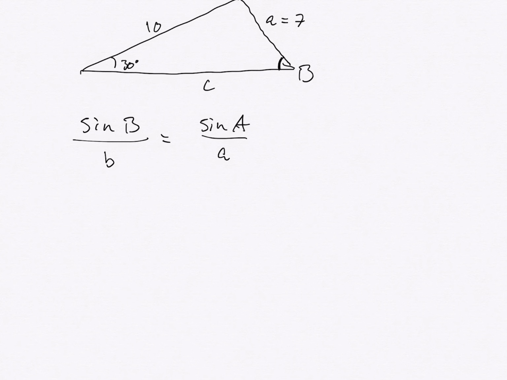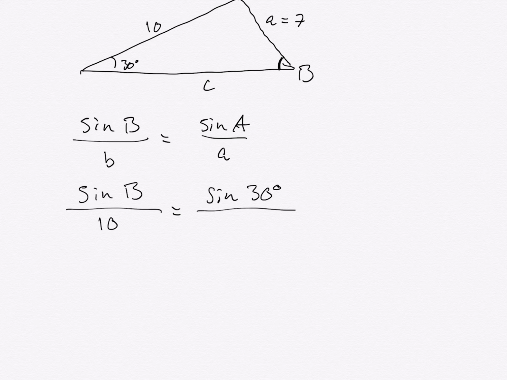Let's fill in the blanks here. We don't know what the B value is, that's what we're solving for, so I'm going to leave the capital B there. Over lowercase b, that's our ramp length of 10, is equal to the sine of capital A, which is 30 degrees, divided by lowercase a, our rope length of 7. Let's solve for the sine of B, so I'm going to multiply both sides of my equation by 10.